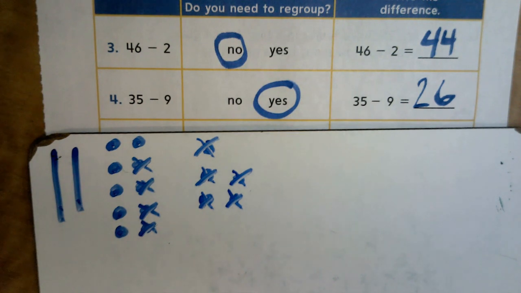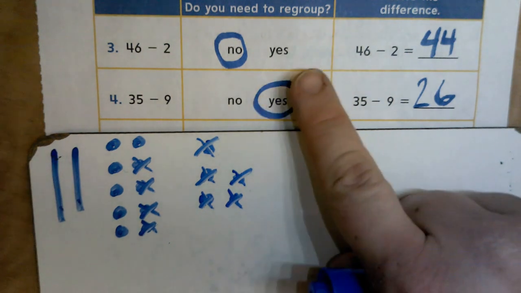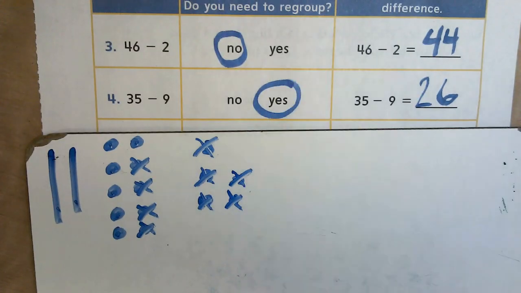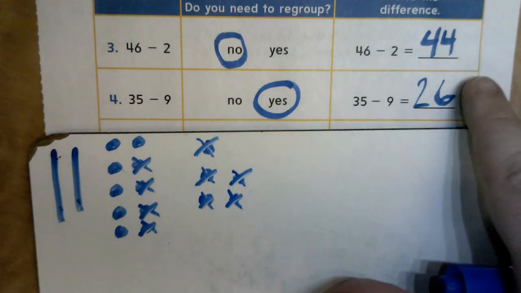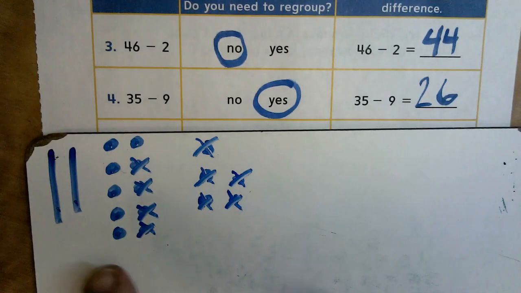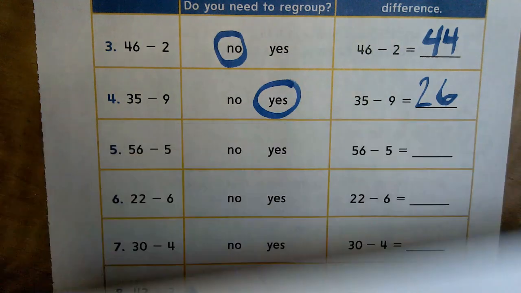This is how we're going to be solving these 2-digit subtraction problems. We have to figure out if we need to regroup. Not every single one will. And then we can find the difference. We need to take one of those straights and turn it into 10 ones to solve that problem.